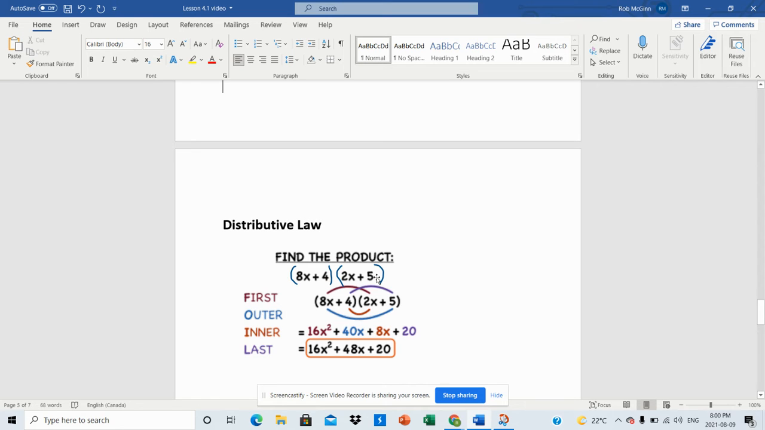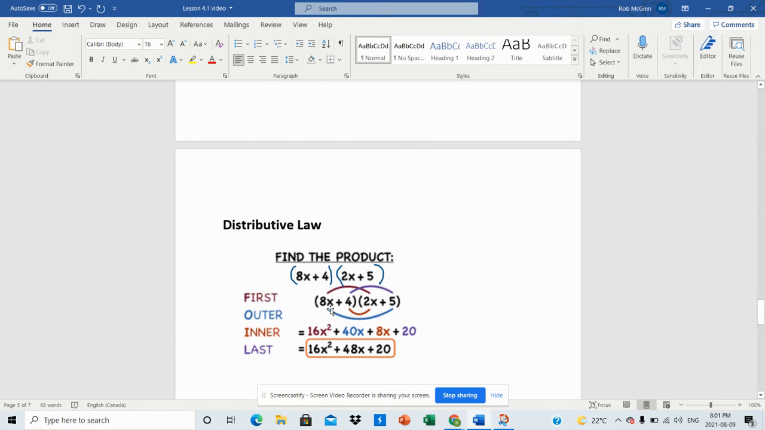So, in order to make sure that we multiply both terms in the first set of brackets by both terms in the second set of brackets, we have an acronym we can follow. It's called FOIL and stands for first, outer, inner, last. It just refers to the order we multiply our terms in. So we start off, we multiply the first terms in each set of brackets. So 8x times 2x. Well, multiply your coefficients first. 8 times 2 is 16. x times x is x squared.